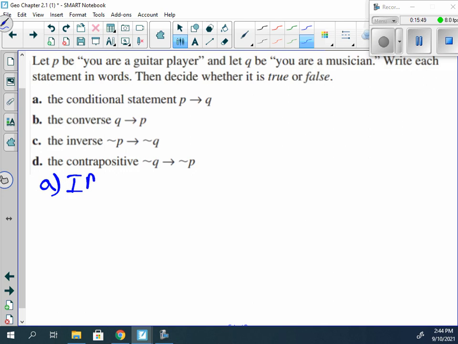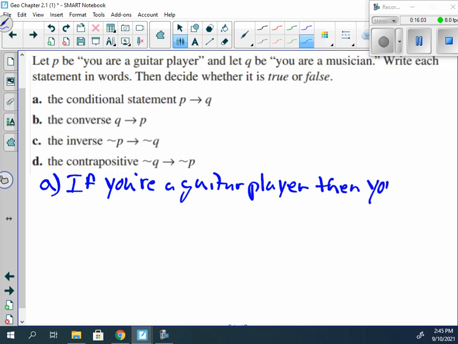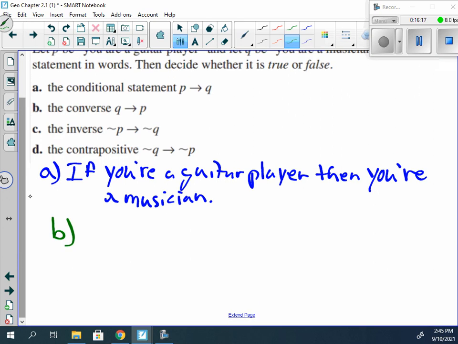So P is what? If you're a guitar player, then you're a musician. Yes. So we're going to write all four out and then do the true and false. So the first one, if you're a guitar player, then you're a musician. So that was the conditional statement.